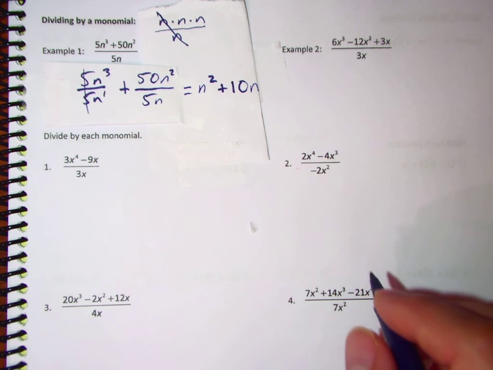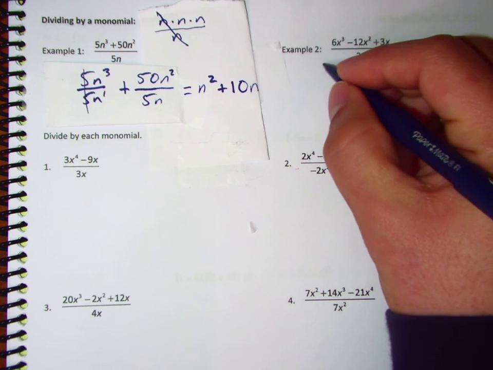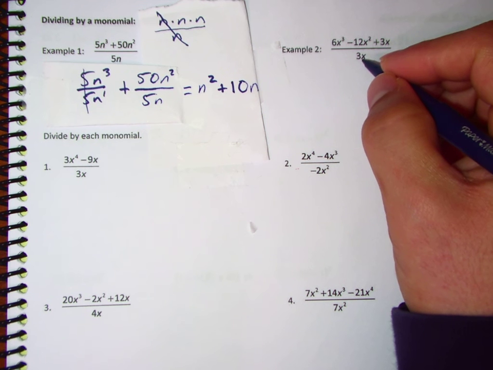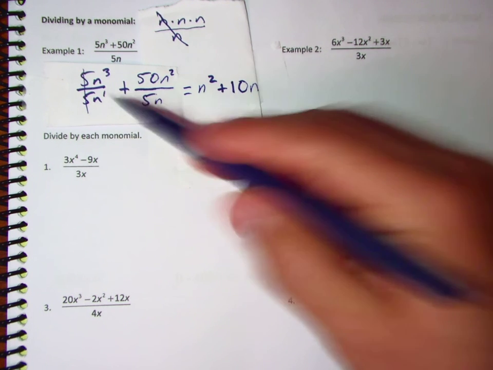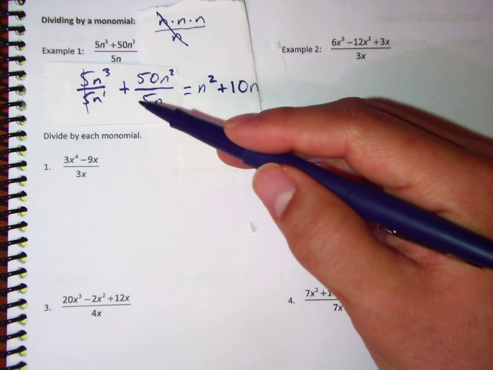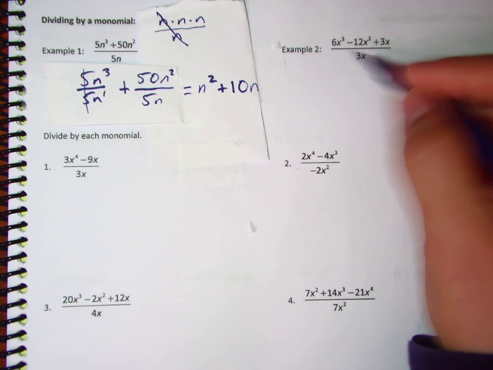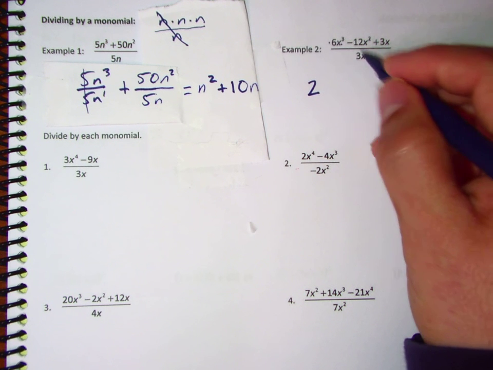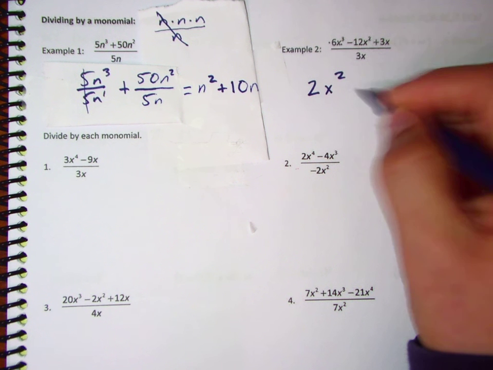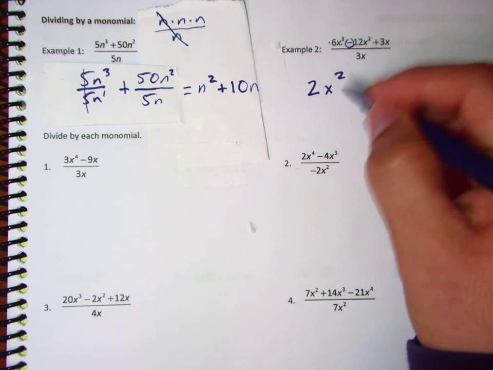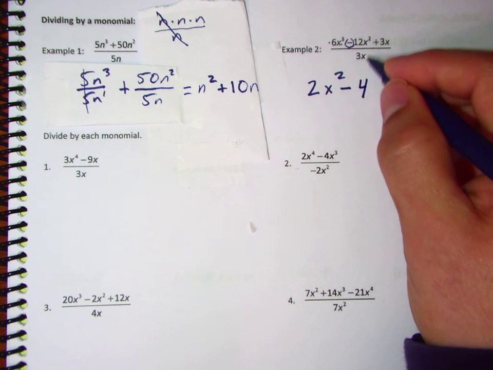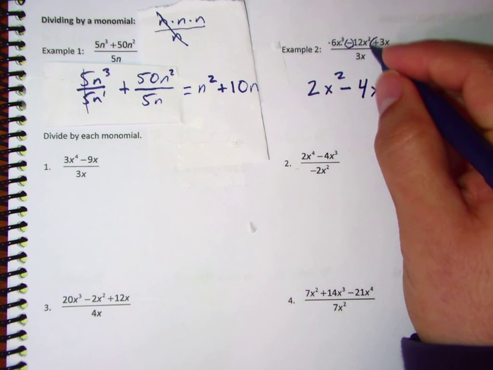Example 2. Again, same idea. But here's kind of like the less work version. So you can do this step in your head if you want. Just make sure that you divide all 3. So 6 divided by 3 is 2, and then x cubed divided by x is x squared. And then you just bring down this sign, so minus 12 divided by 3 is 4. X squared divided by x is going to be x. Bring down this sign, that's plus.